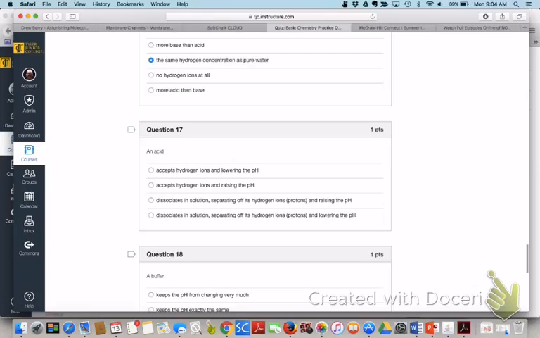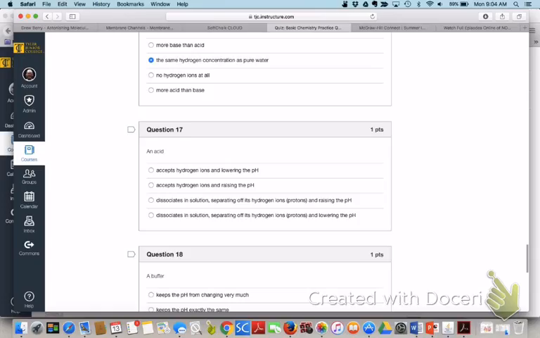An acid? Releases and lowers. It releases and lowers. Releases hydrogen ions and lowers the pH. So if you have trouble remembering this, can you remember something that's acidic that you already knew was acidic? Lemon juice, vinegar, something like that.